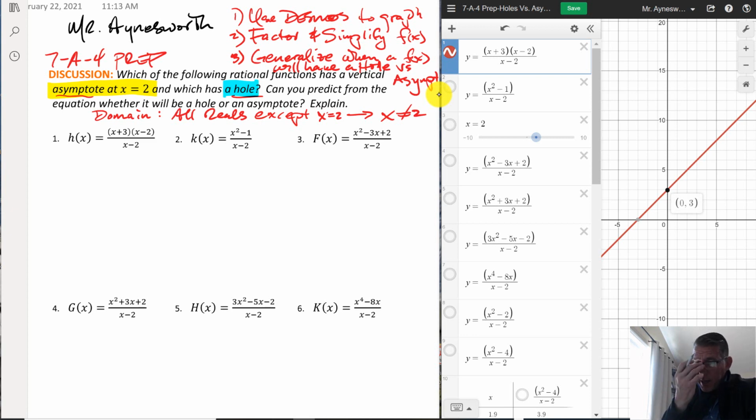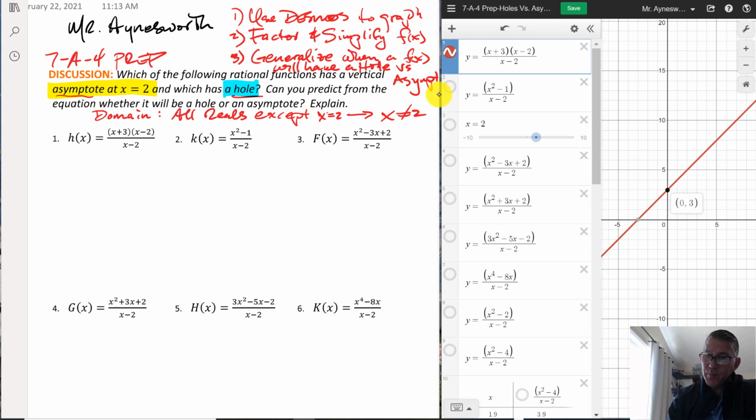But at x equals 2, do you have a hole or an asymptote? Clearly this linear function does not have an asymptote, because this is not asymptotic to any value or to any line. But it does have a hole. Look at that. It has a hole at 2, 5.